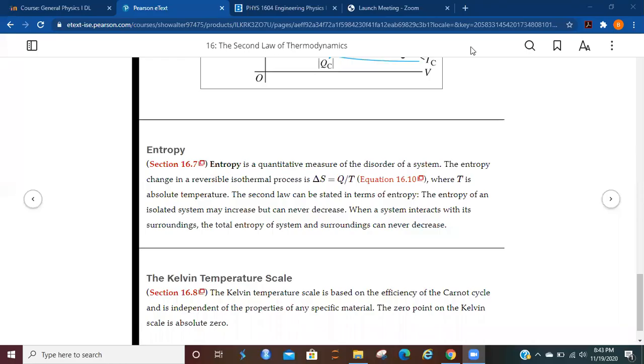Okay, this is going to be a discussion of section 16.7. We're going to be looking at a concept called entropy. Entropy is going to be a quantitative measure, and while the book says it's a disorder of the system, really a better way to look at this is that it's an increase in the number of possible states.